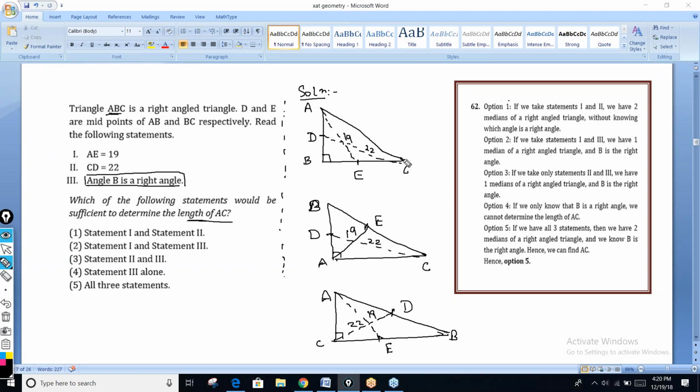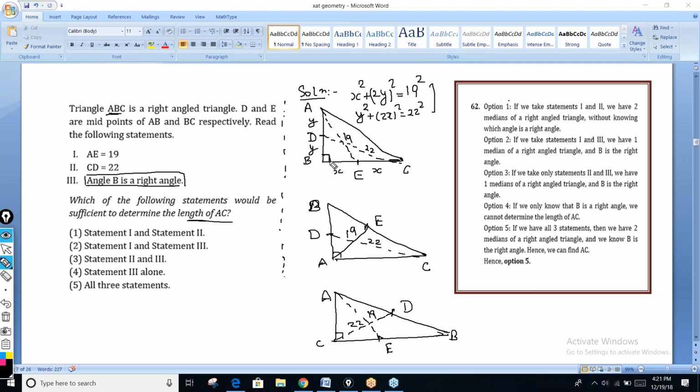Now, can you get the length of AC in this case? Here, if this is X, this is X, this is Y, this is Y. Obviously, I have one piece of information: X square plus 2Y square equals 19 square. And the second piece of information I have: Y square plus 2X square is 22 square. By solving this, we can get the values of X and Y, and once we get X and Y, we can get the answer.